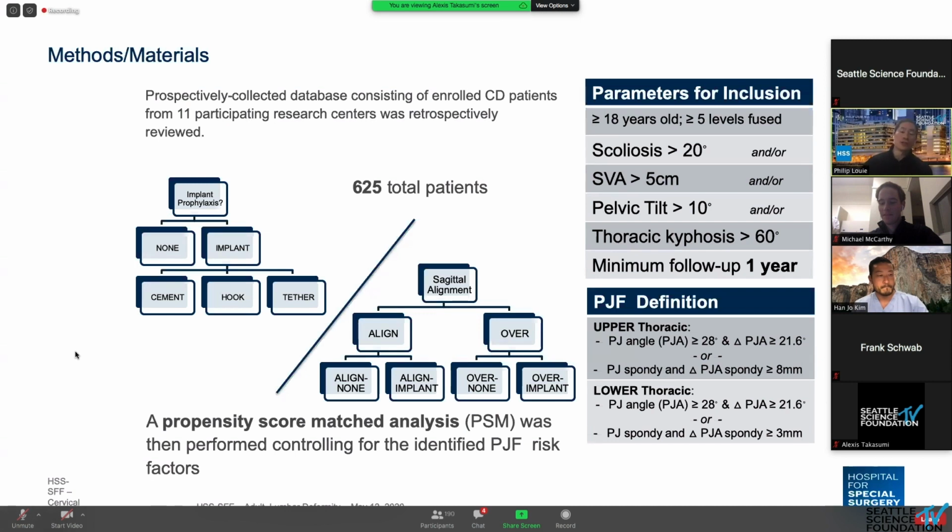So if we look at the patient population, they had 625 patients, and the groups were really split into two sort of categories. One was implant prophylaxis. Was there any effort in it, or was there a focus on implant prophylaxis? And if so, was it the use of cement, hooks, or tethers? And the second thought is, okay, well, let's look at the sagittal alignment. Are these patients within the normal alignment goals, or were they overcorrected based on these age-adjusted parameters? And then looking at the presence or the absence of implant prophylaxis with that. They used the propensity score match analysis to control for other PJF risk factors.